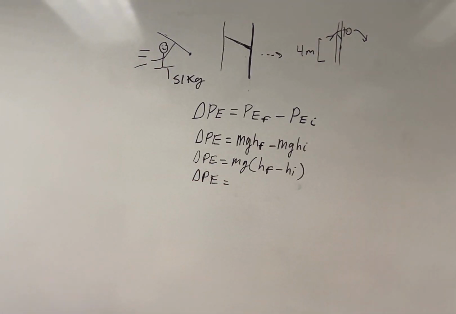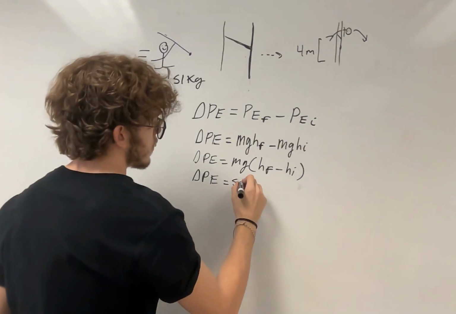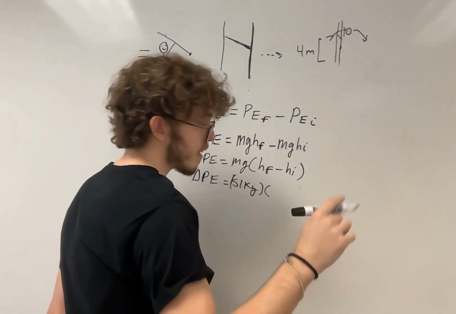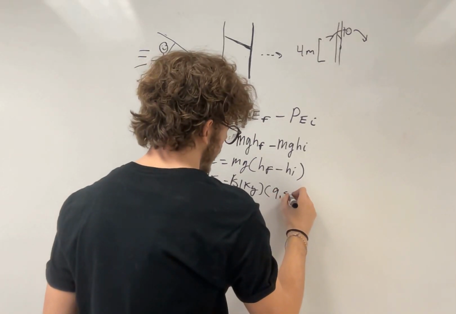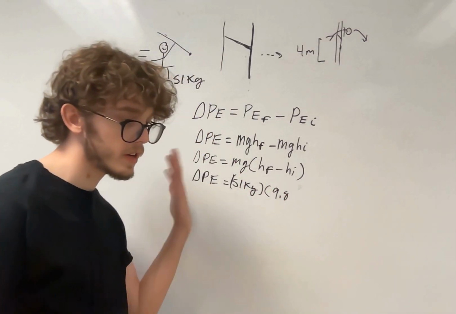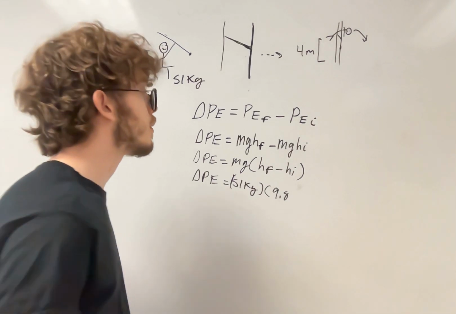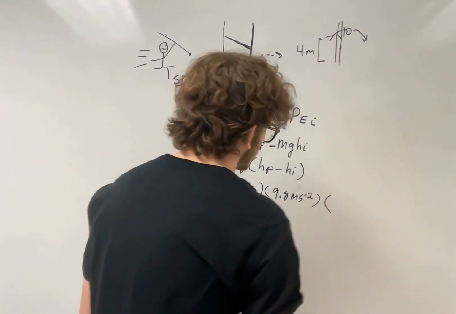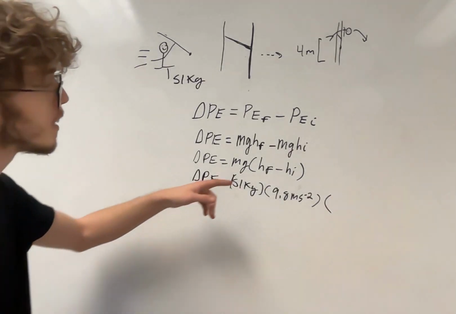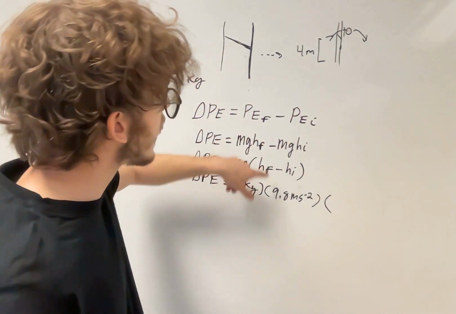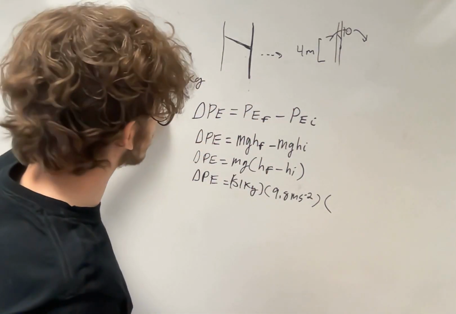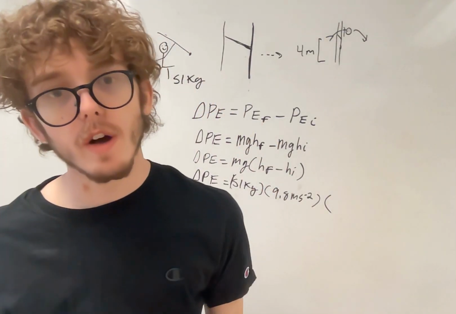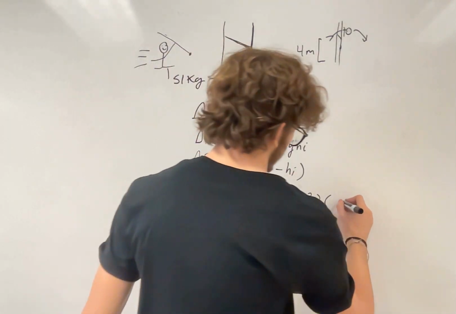What's the mass? 51 kilograms, that's the mass. What's gravity? Hopefully no surprise at this point, 9.8. Because we have two sig figs, I won't go to 9.81, but it would be 9.81 normally, in meters per second squared. And what's our change in height? Well, our final is 4, and our initial we'll say is a relative 0. So 4 minus 0, that is 4.